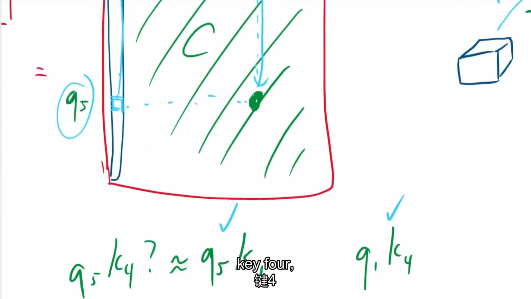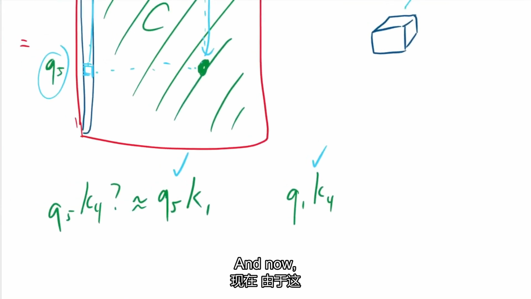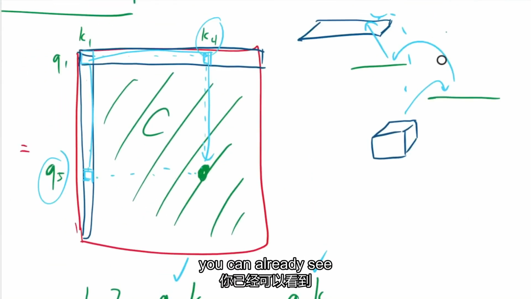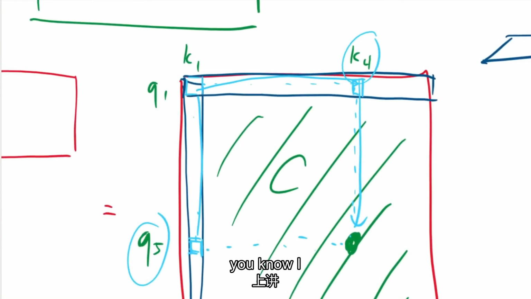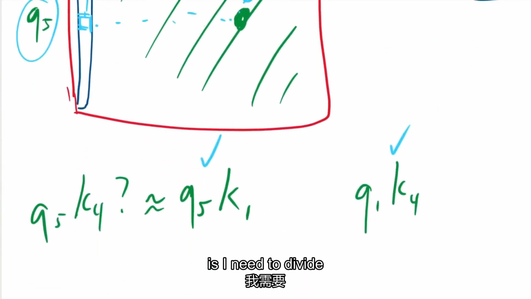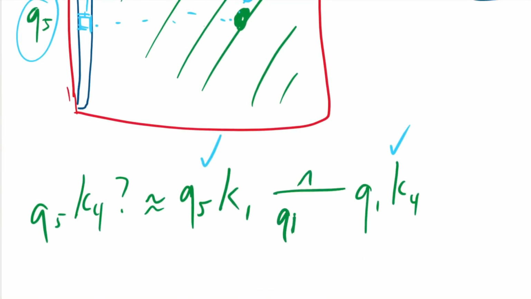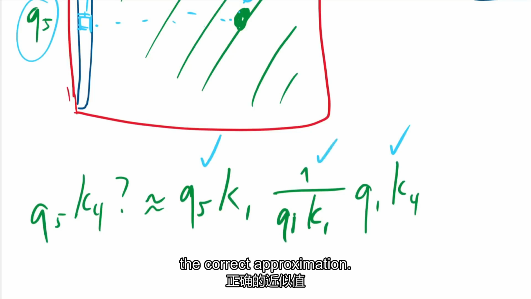So instead of query 5 key 4, we're going to do query 5 key 1, query 1 key 4, and since this is multiplicative, you can already see that technically I would have this twice, because the column and the row overlap in the top left corner. So what I actually need to do is divide by the interaction of query 1 and key 1. Okay, this is a 1. And now I have the correct approximation.